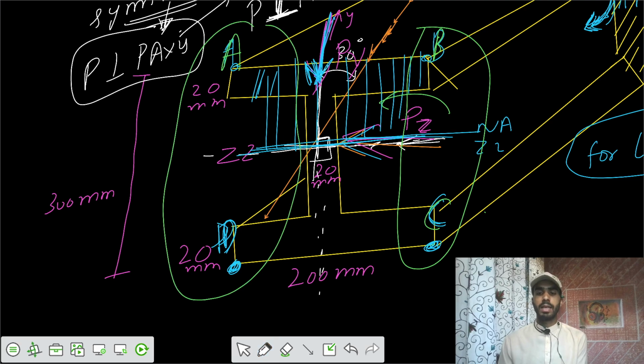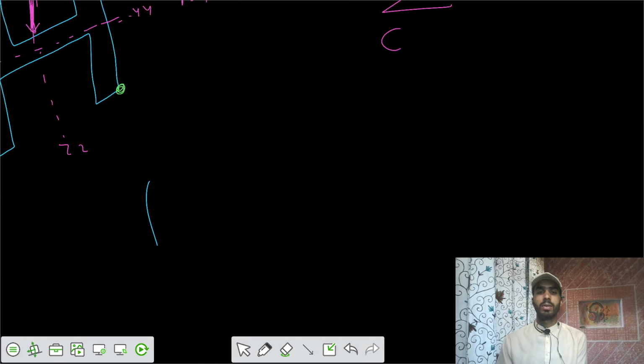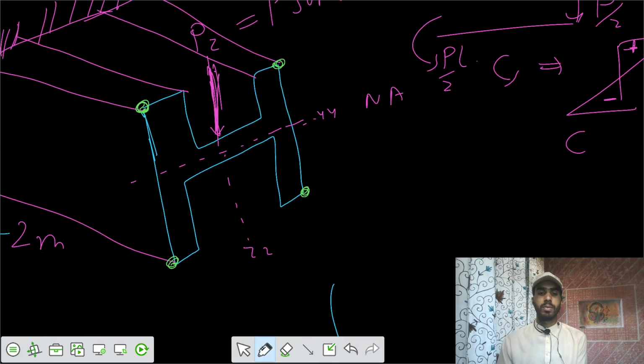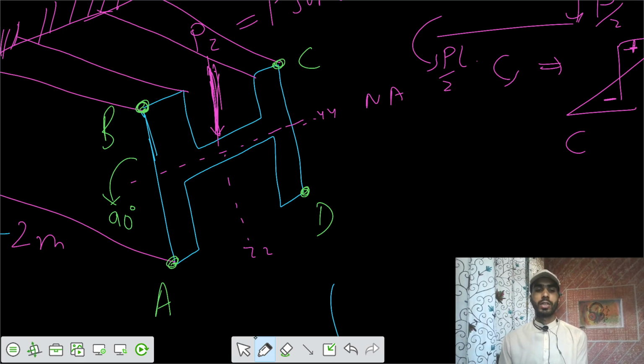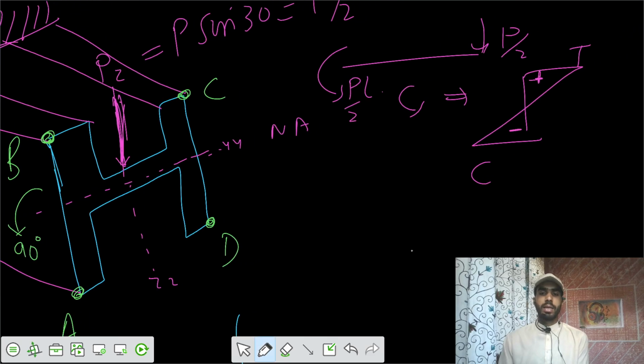So BC is at the top. So this is B and this is C, and we have A, B, C, D. So we have rotated the beam from the initial position by an angle of 90 degrees anti-clockwise. So we got this configuration now, such that B and C are having tension, and A and D are having compressive stresses.